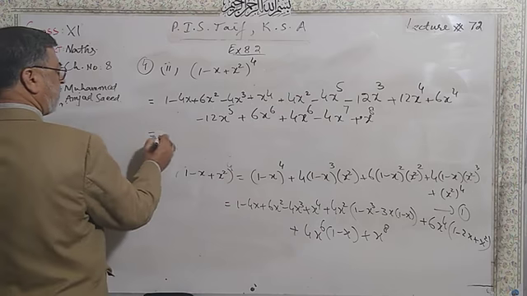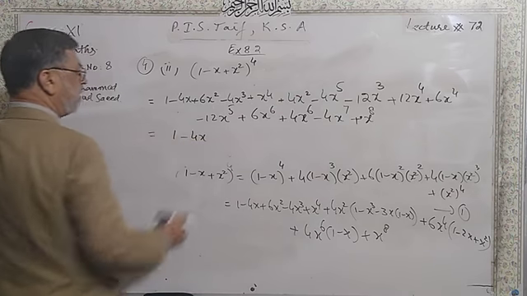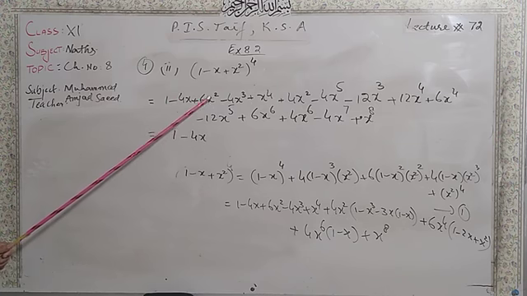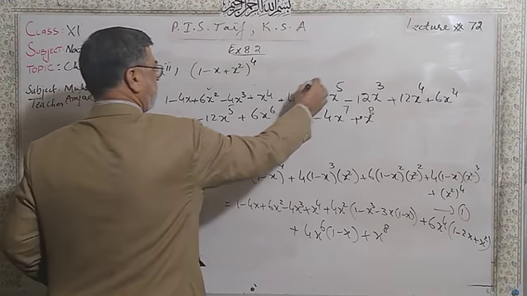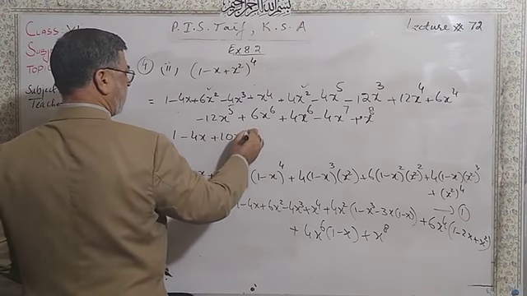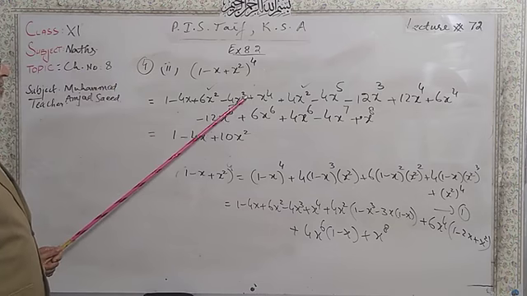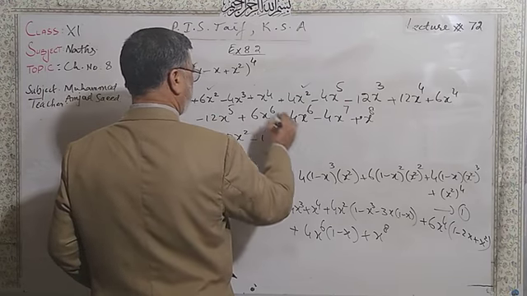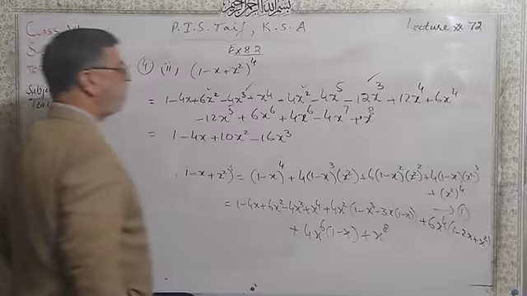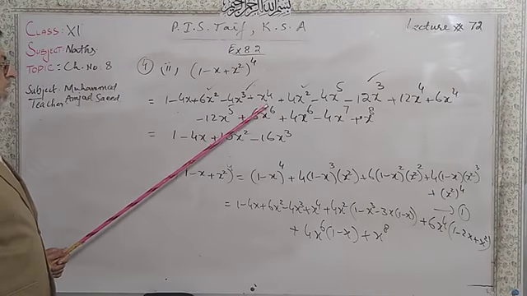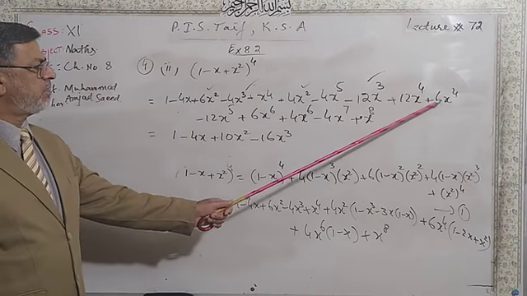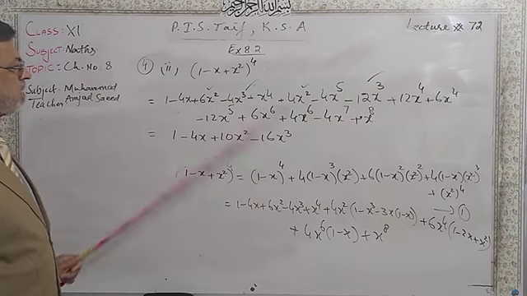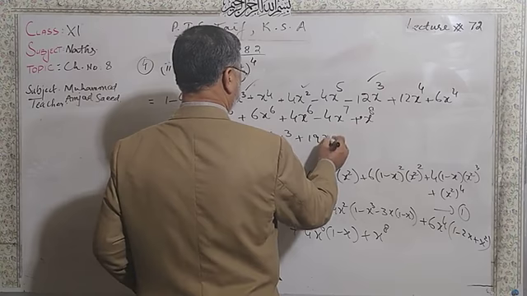So dear students, first of all, 1 minus 4x. Find x term anywhere. We do not have. Then x square term. What is x square term? This and this. It is plus 10x square. Then x cube term. Minus 4 minus 12 minus 16x cube. Then x4 terms. This is x4, this will be 12 plus 6 is 18 plus 1 is 19x4.